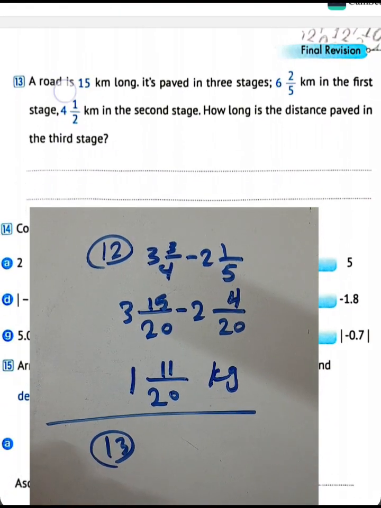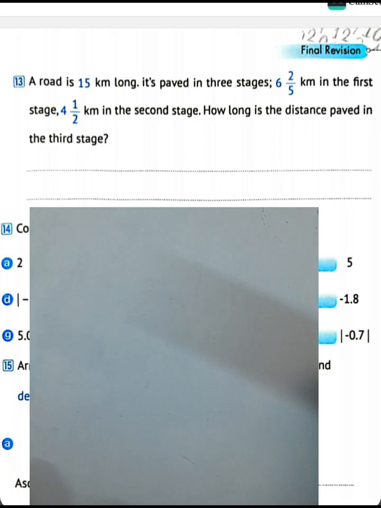A road is 15 kilometers long. Okay, it's about the length of the road. We have the road here, and the length of the road is 15 kilometers. Again, a road is 15 kilometers long. It's paved in 3 stages. The first stage is 6.25 kilometers, and the second stage is 4.5 kilometers. What distance is paved in the third stage?